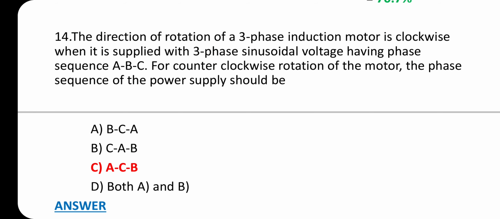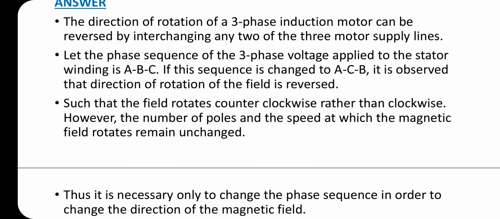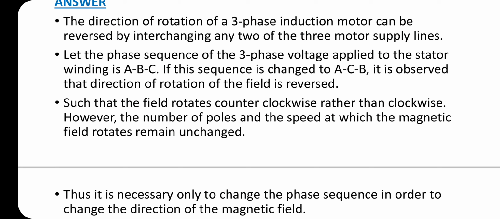Answer is option C, A, C, B. The direction of rotation of a three-phase induction motor can be reversed by interchanging any two of the three motor supply lines. Let the phase sequence of the three-phase voltage applied to the stator winding be ABC.